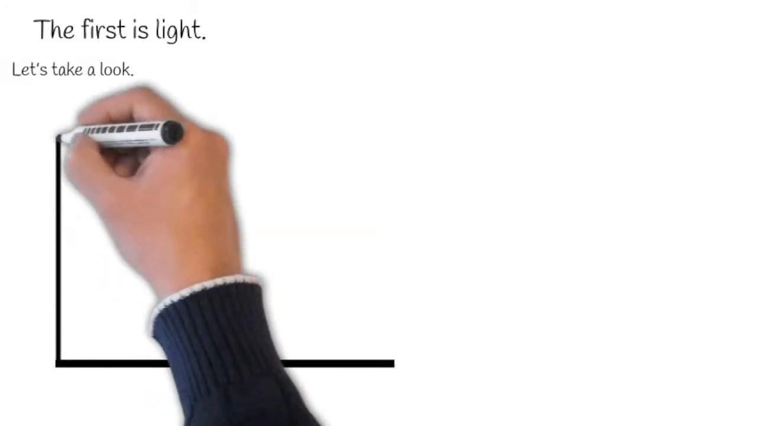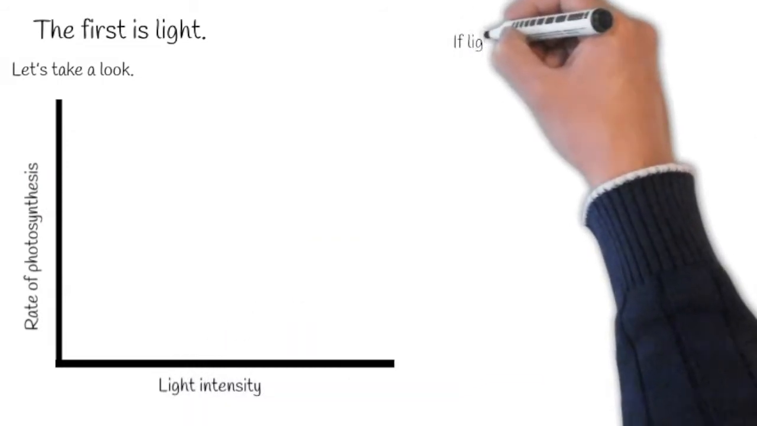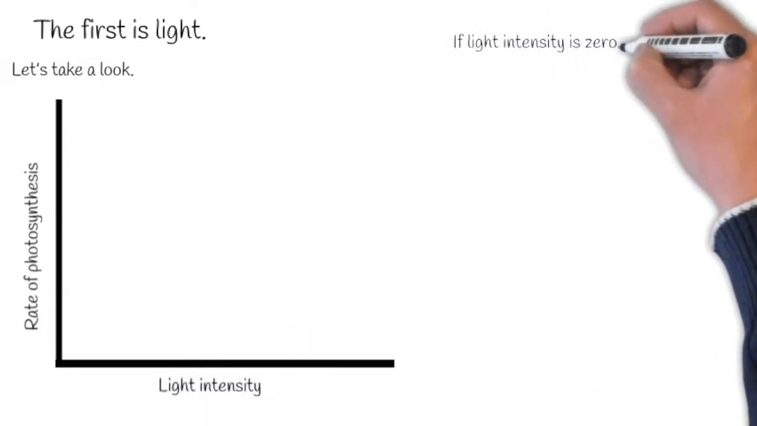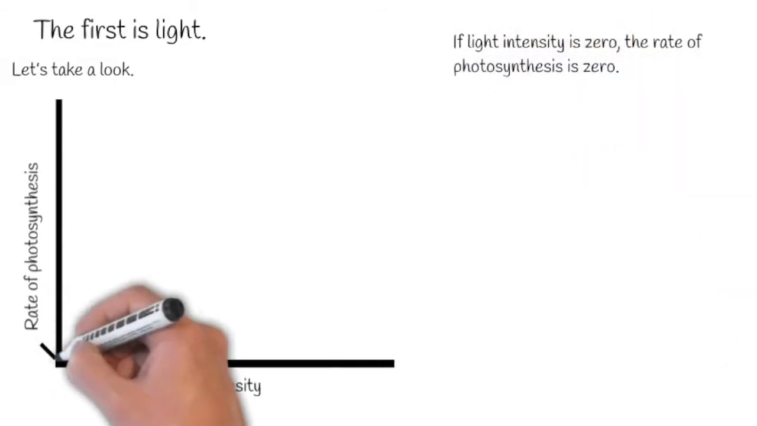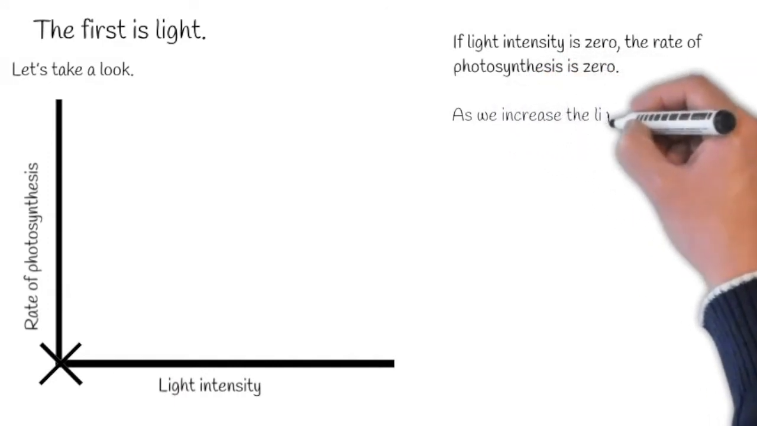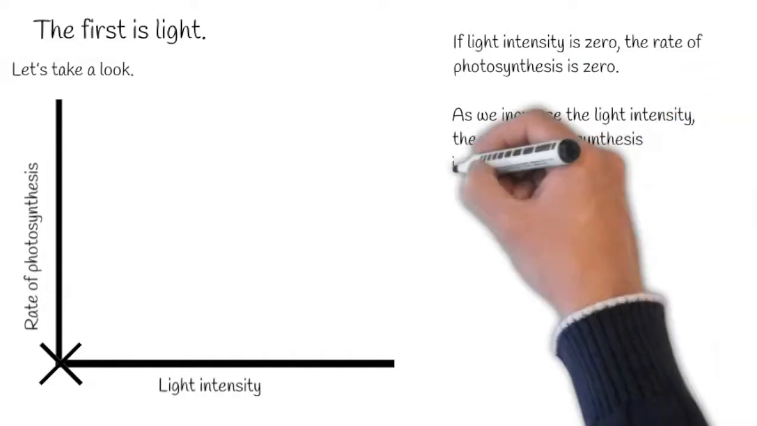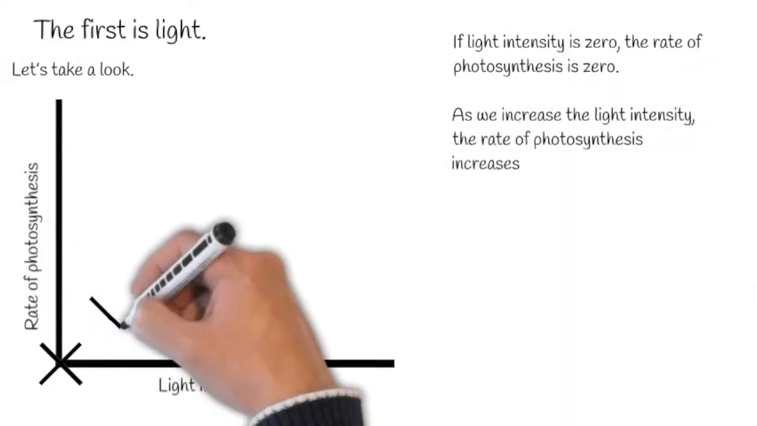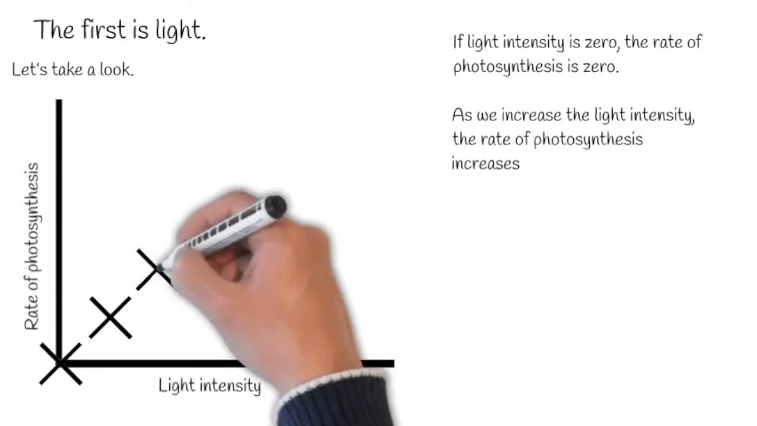Here I'm drawing a graph on how light intensity affects the rate of photosynthesis. If light intensity is 0, the rate of photosynthesis is always 0. Nothing is happening. As we increase the light intensity, the rate of photosynthesis also increases. We can see this with this graph here.